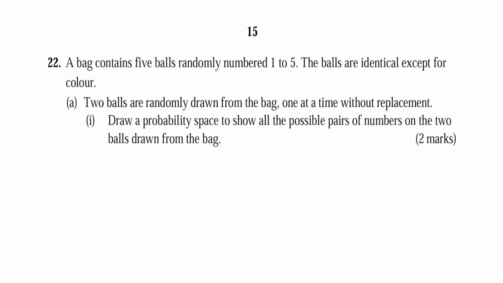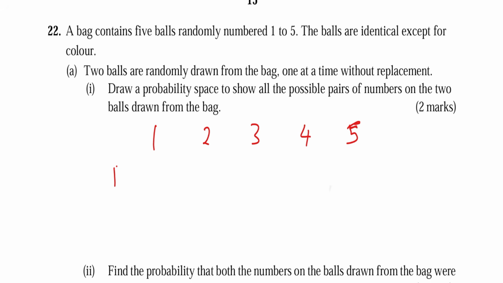let's draw the probability space. We've been told that there are 5 balls randomly numbered 1 to 5. So most probably it is 1, 2, 3, 4, 5. But remember, be very keen whenever you are answering such a question and don't be in a rush. So hapa uko na 1, hapa pia. Okay, ni kubwa sana. So I don't know how it will fit, but let's try and fit it.